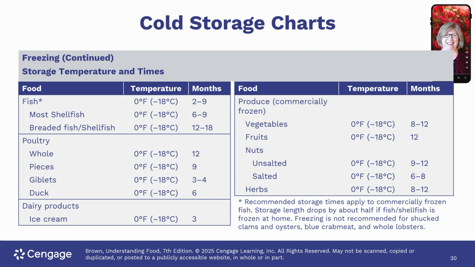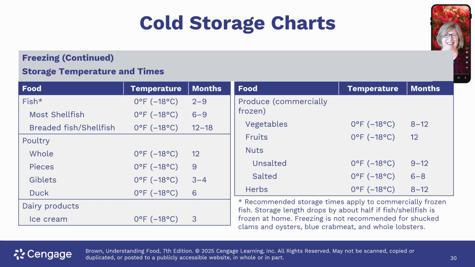More freezing. Here you have fish. The recommended storage times apply to commercially frozen fish. Storage length drops by about half if fish or shellfish is frozen at home. Freezing is not recommended for shucked clams and oysters, blue crab meat, and whole lobsters. So that's your little asterisk there. But most shellfish can be kept frozen for 6 to 9 months. Breaded fish or shellfish can be kept longer. That breading preserves it even more.